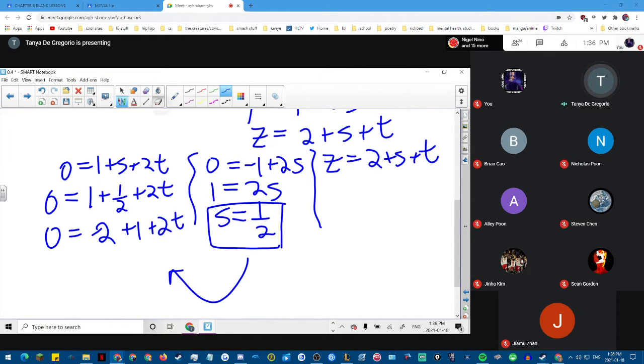Oops, that's not a negative. My pen just did a weird swipe. And so you're going to see that t is equal to -3/4. Cool.